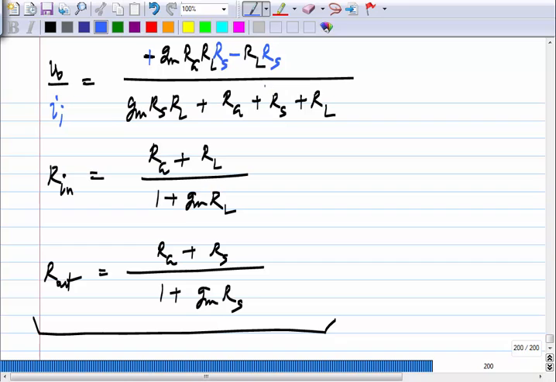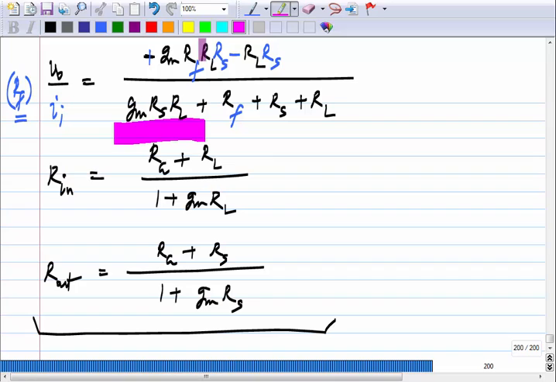Now what is the value that we want for this? And also let me change the notation from R G to R F. Okay. What is the intended value of V naught by I I? R F. Okay. And when will it be equal to R F? Well, which term should dominate in the denominator? This one. Okay. So, G M R S R L, if that dominates, then obviously you will have only the first term in the numerator divided by first term in the denominator, which is R F. Okay.